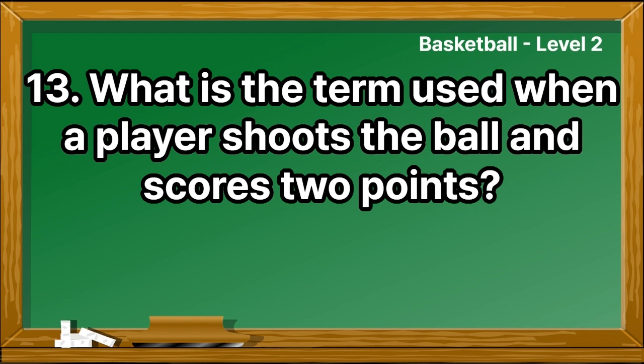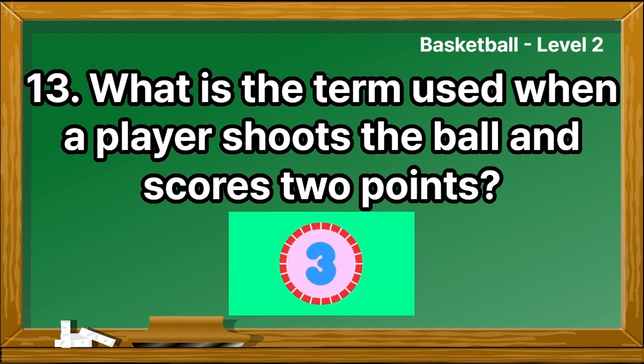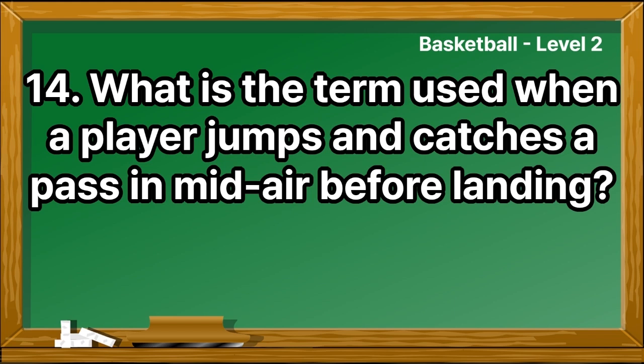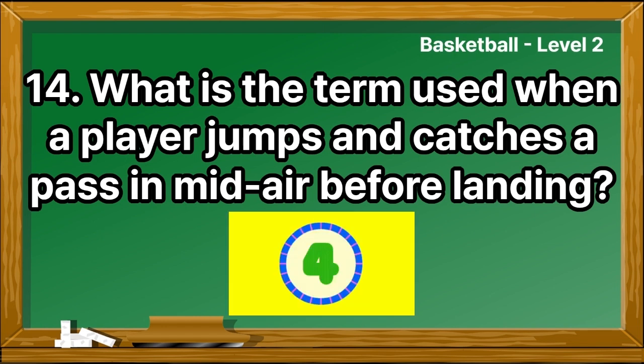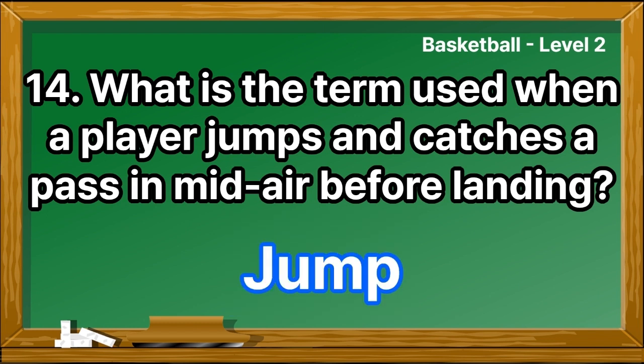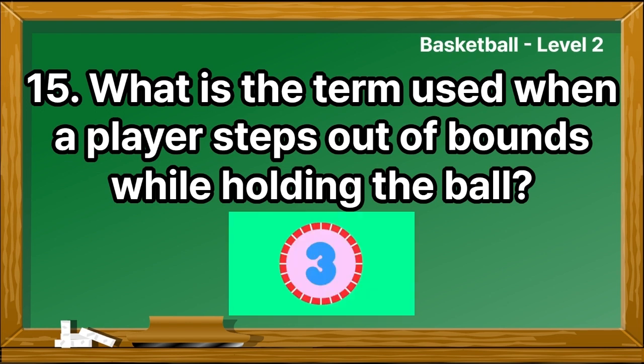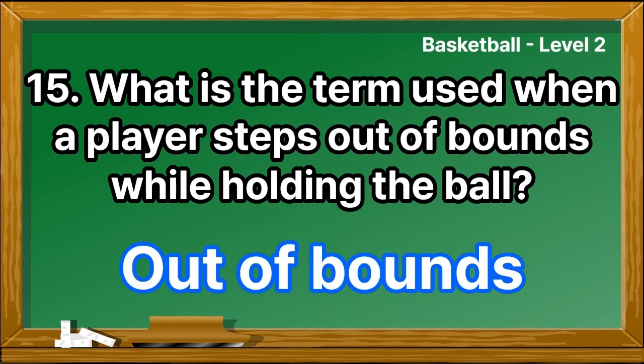What is the term used when a player shoots the ball and scores 2 points? Score. What is the term used when a player jumps and catches a pass in midair before landing? Jump. What is the term used when a player steps out of bounds while holding the ball? Out of bounds.